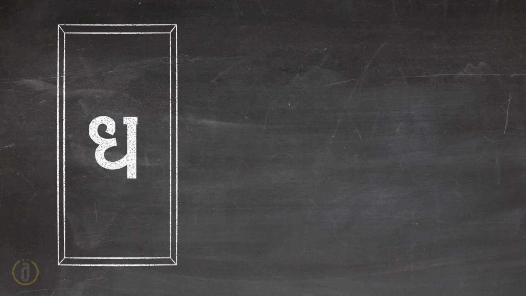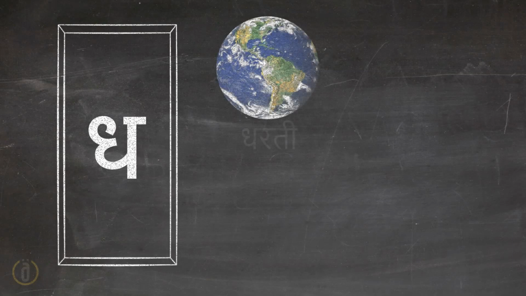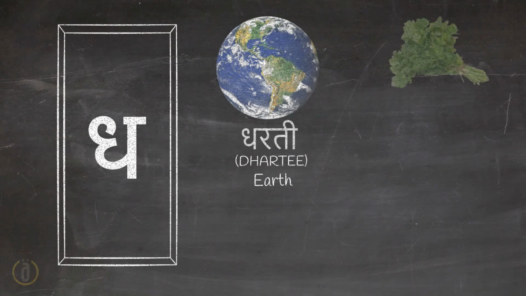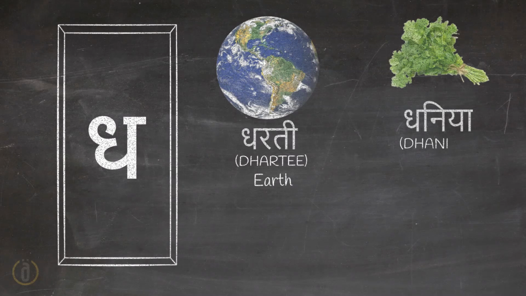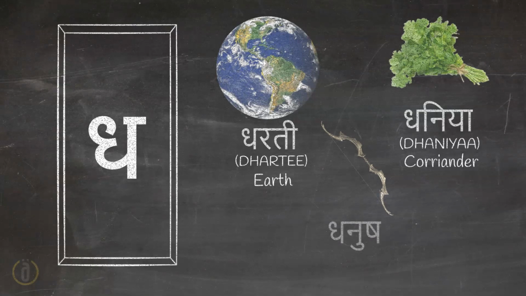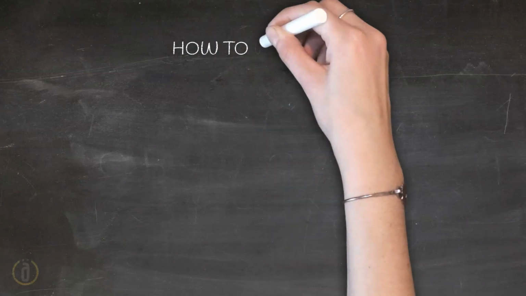Now, let us learn some words starting with the letter Dh. Dharti, earth. Dhaniya, coriander. Dhanush, bow.